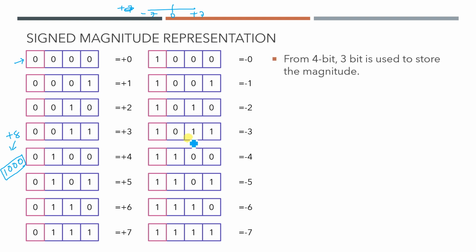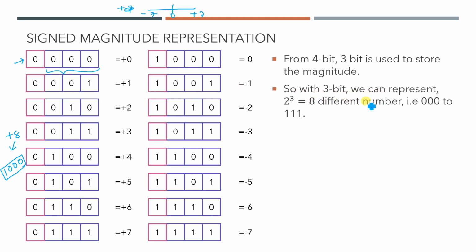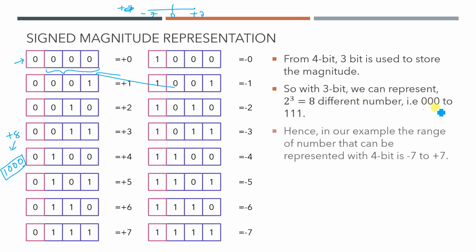Now let us summarize the content. From the above discussion, what we have found: from 4 bits, 3 bits are used to store the magnitude. So with 3 bits we can represent 2 to the power 3, that is 8 different numbers. So 1 2 3 4 5 6 7 8 different numbers we can represent. What are those numbers? That will be from 0 0 0 to 1 1 1, which is shown over here. Hence in our example, the range of numbers that can be represented with 4 bits is minus 7 to plus 7, as I have already discussed. So the lowest number will be minus 7 and the highest number will be plus 7.